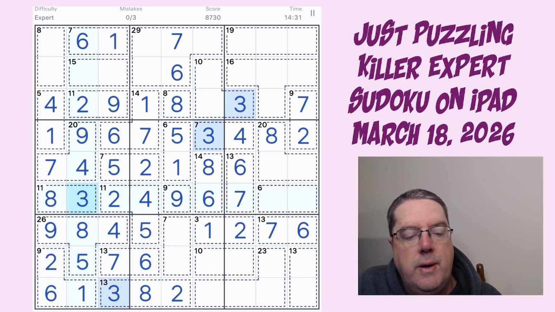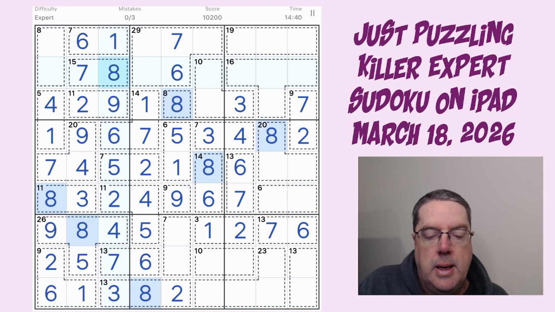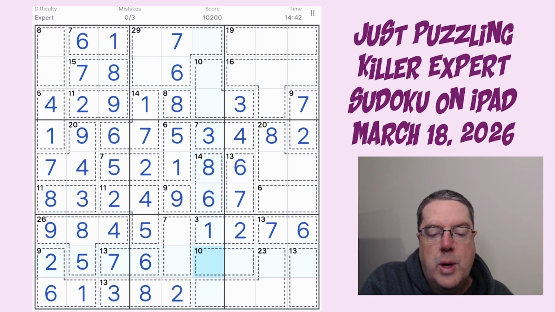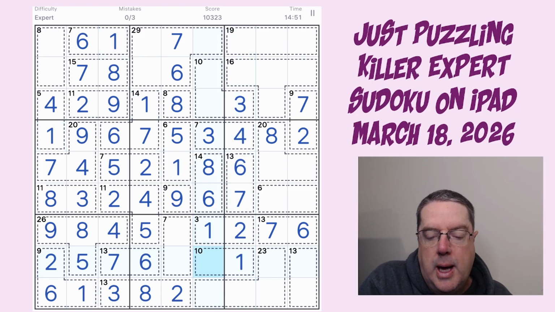1, 2, 3, 4, 5, 6, 7. 7's there. Leaving this to be an 8 to get to 15. Okay. So 2 and 8 doesn't work. 6 and 4 doesn't work, 7 and 3 doesn't work, so this is 9 and 1. 1 can't be there, so this is a 1, leaving this to be a 9.